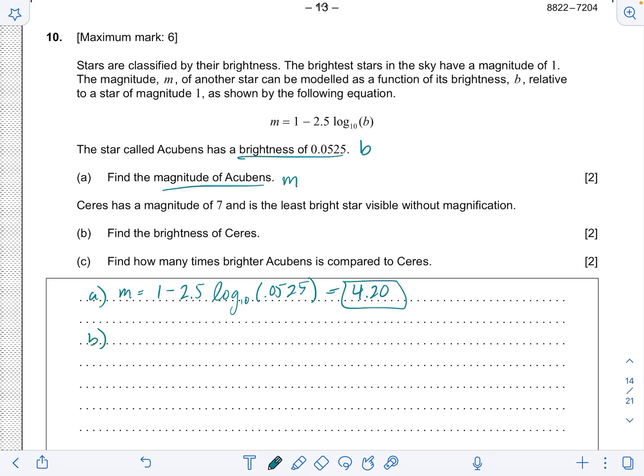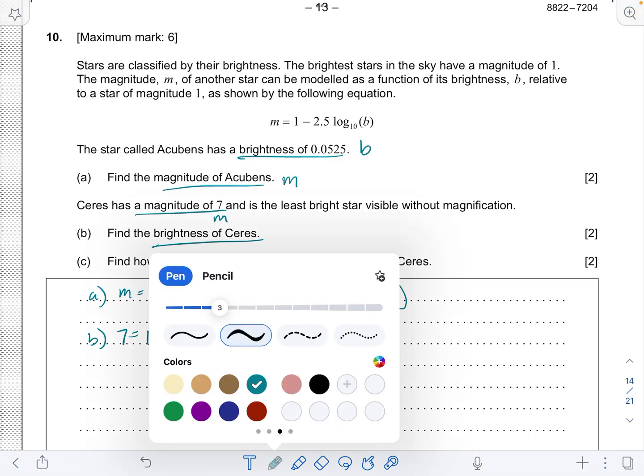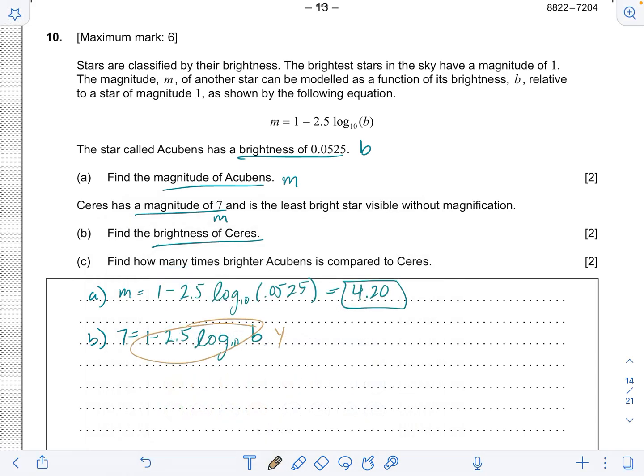Part B, we're given that Ceres has a magnitude of 7, so 7 is m, and we want to find the brightness. So we want to find B, so I would write 7 equals 1 minus 2.5 log base 10 of B, and we want to solve for B. Now, solving for B here, you don't have to do algebraically, so my suggestion is to go to y equals and type in this as y1 and 7 as y2, and find the intersection. Use second calc to find the intersection. It may be tricky to find the intersection. You may have to zoom in a whole lot. You will. So just don't let that scare you if it doesn't look like it intersects at first.